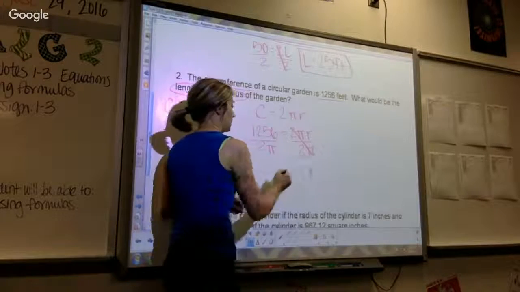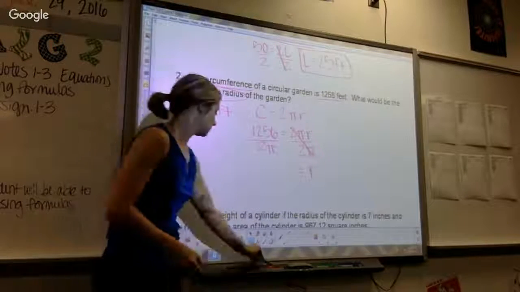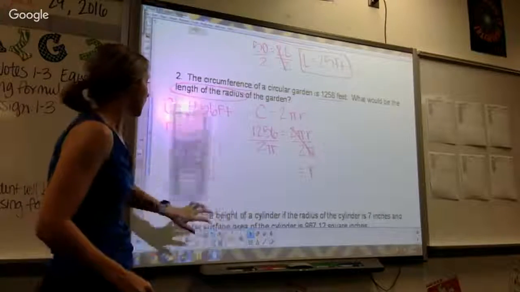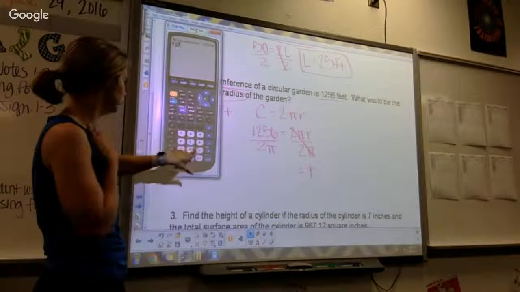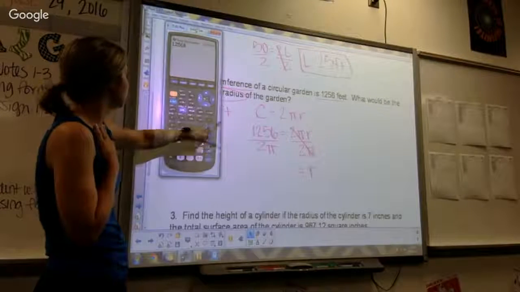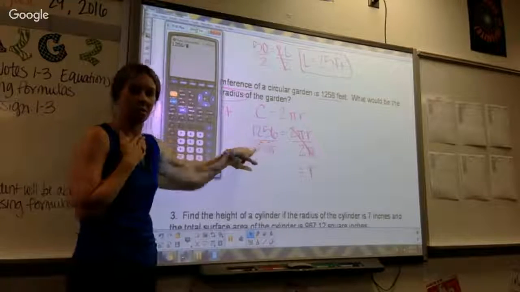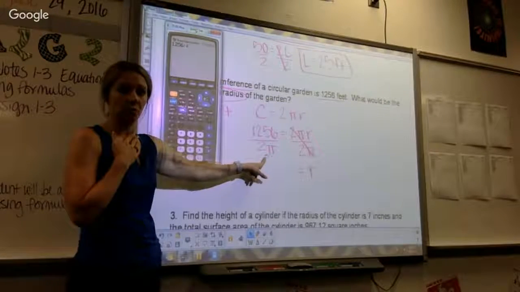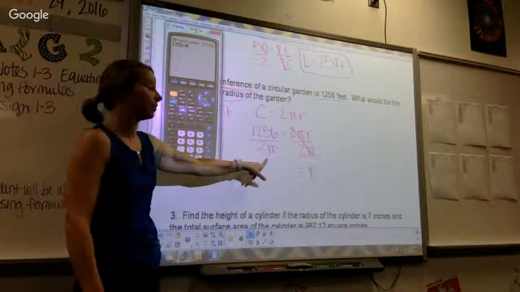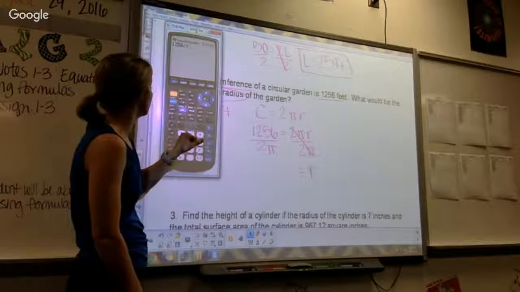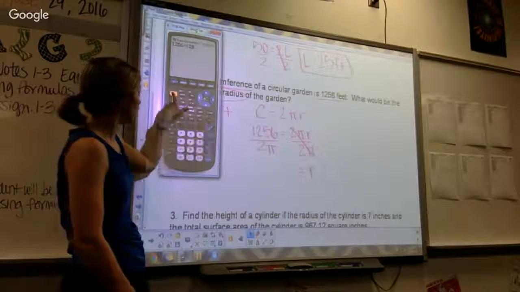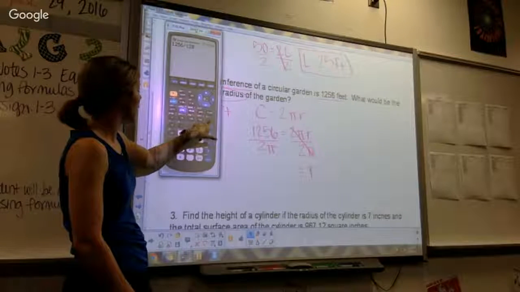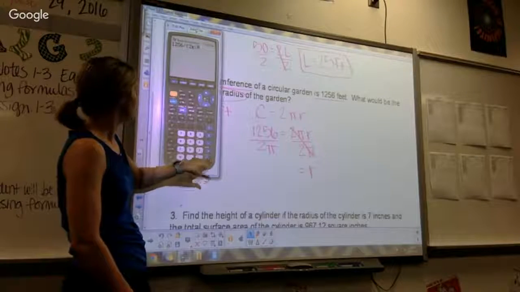pi. If you're typing this in on the calculator, make sure that you have 1,256 divided by whatever you're dividing by here. If it's more than 1 here that you're multiplying, make sure you put both of them in parentheses. So I'm going to open up parentheses and do 2. And then your pi button is second. And then your caret key is enter.